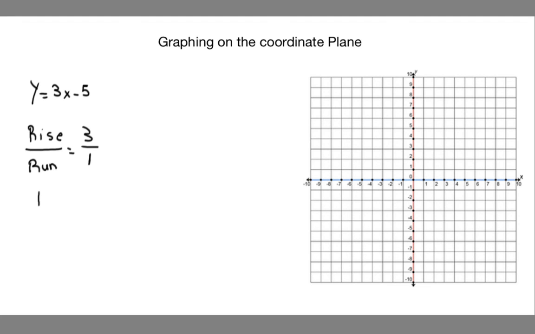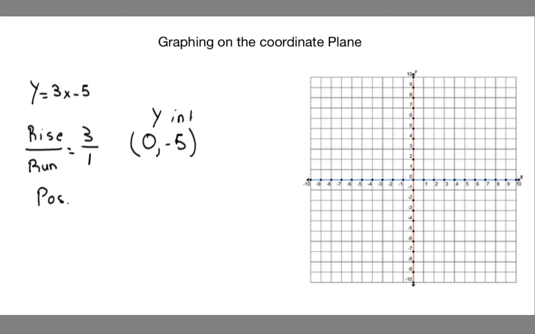We also know we have a positive slope, so it is going from quadrant 3 to quadrant 1. And we also know that since after the addition or subtraction sign we have a 5, we have (0, negative 5) as our y-intercept.